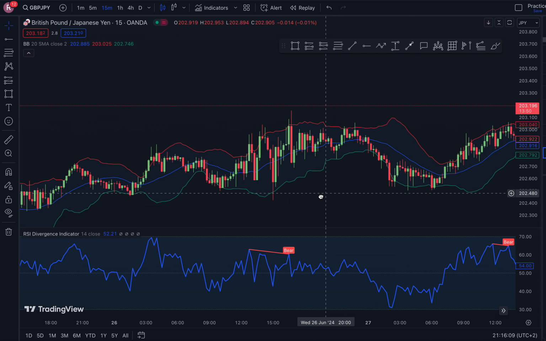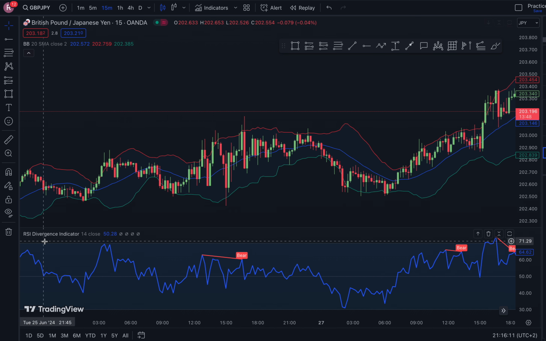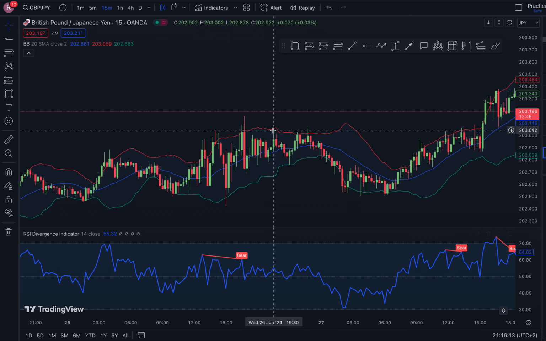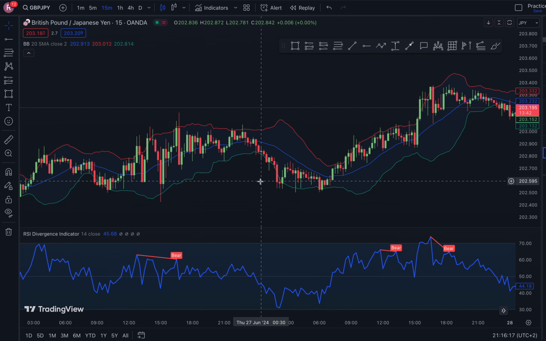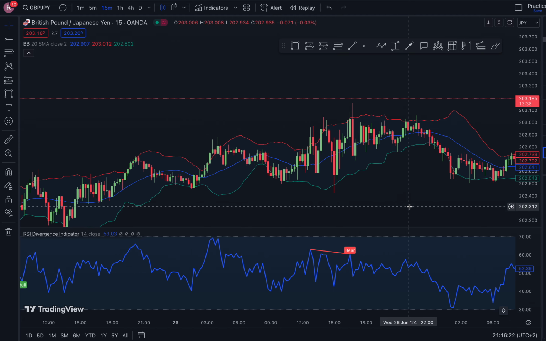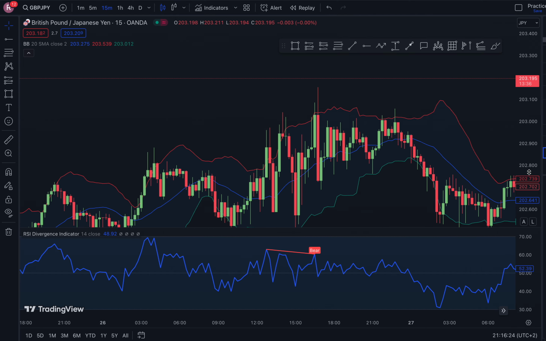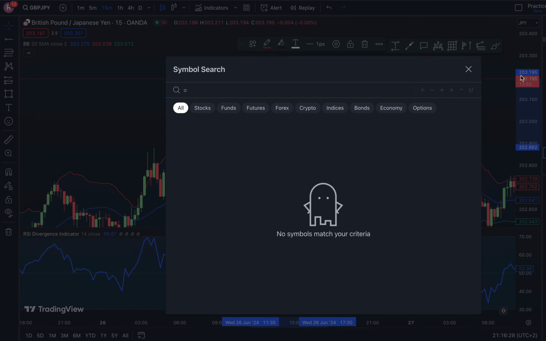All right, cool. So what do we have here? We've got an RSI divergence indicator, and we've got Bollinger Bands. This is very easy to use. It's got very simple rules. Rule number one: you want to wait for price to break out of our Bollinger Bands. Right here, you can see price has broken out.